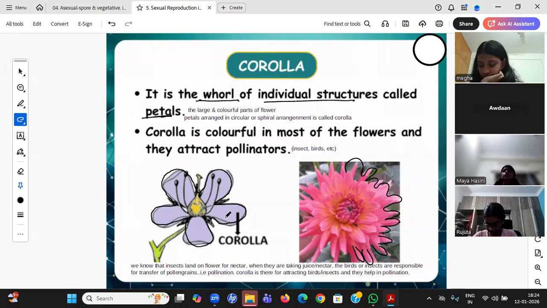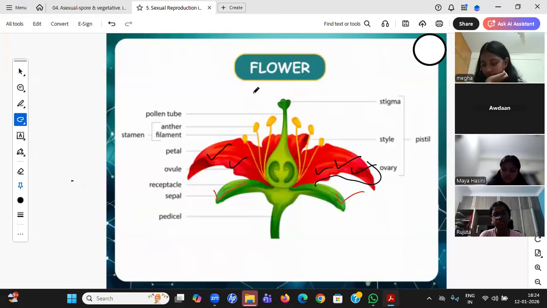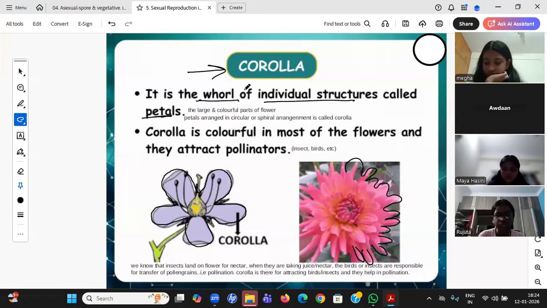Okay, and in the flower, the petals form the largest part of the flower. So that particular arrangement we call corolla. Corolla. Okay, calyx, calyx, corolla. Okay. So why, sir? Why are they colorful?